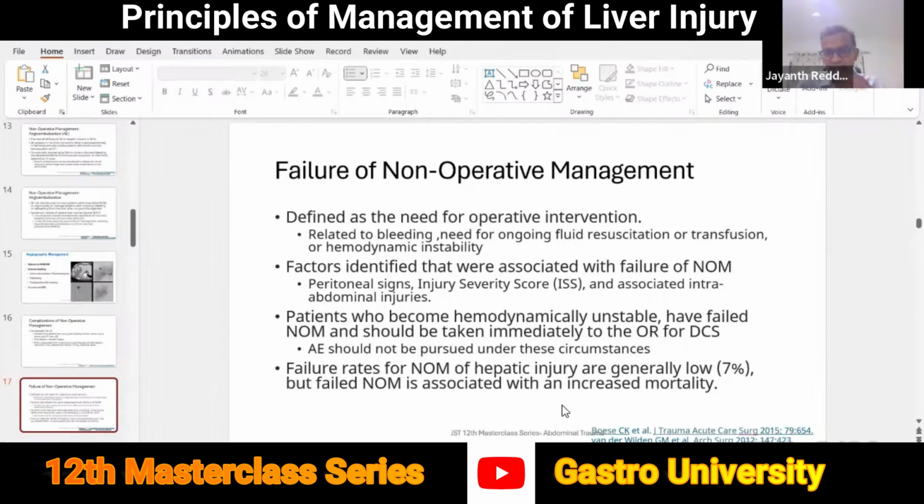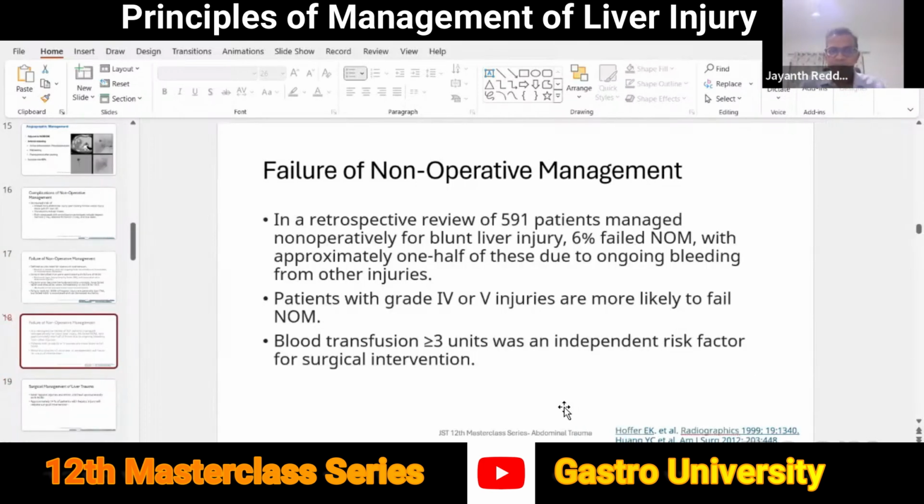And failure of non-operative management is generally low, but once there is failure in these patients, it is associated with increased mortality and more. So in a retrospective review of about 591 patients who were managed non-operatively, 6% failed non-operative management, and about half of these had ongoing bleeding from other injuries. And the higher grade injuries like grade 4 and grade 5 are more likely to fail non-operative management. And generally, a transfusion cutoff of about 3 to 4 units of PRBC is an independent risk factor for the need for surgical intervention in these patients.